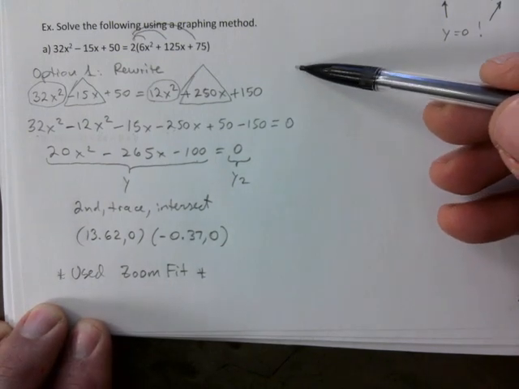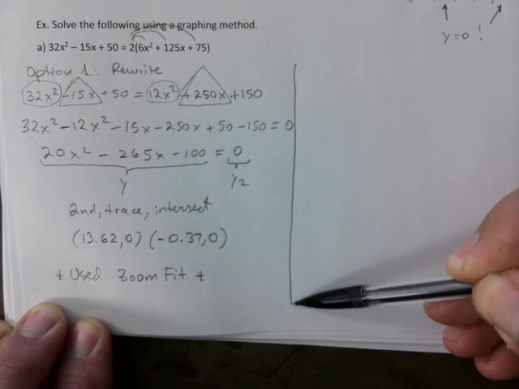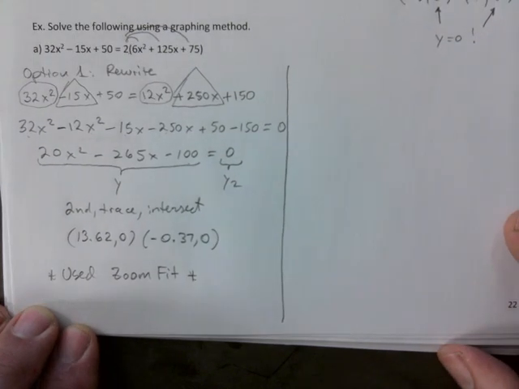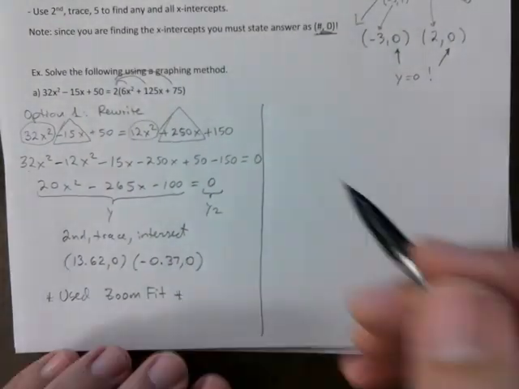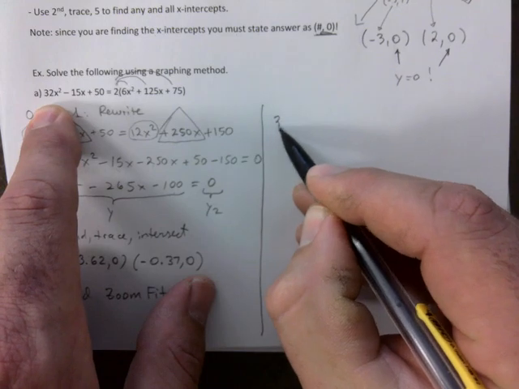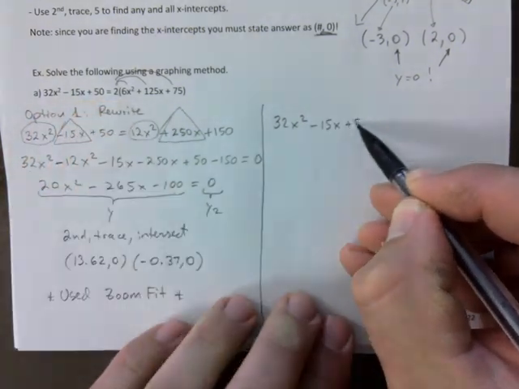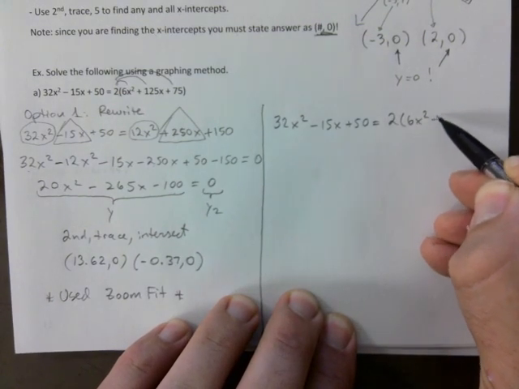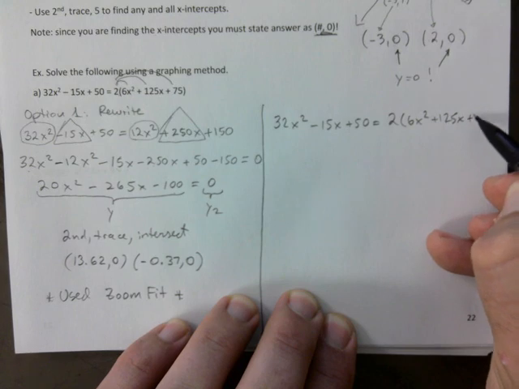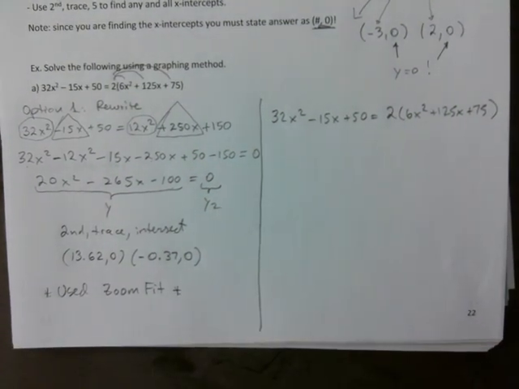And now option 2, right beside it. It's going to be a lot less writing. So watch what I'm going to do. I'm going to copy this one here. 32x squared minus 15x plus 50 is equal to 6x squared plus 125x plus 75. So you choose your method. You just have to show me what you've done.